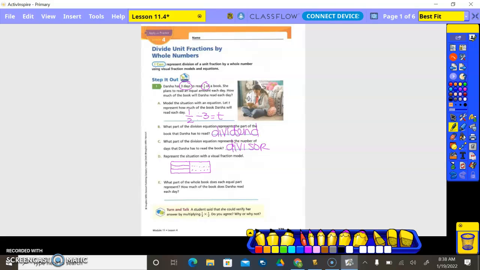Okay. So what part of the whole book does each equal part represent? So how many parts do we have total? We have 6, right? And she's only going to use 1 of them, right? Okay. So let's go ahead and work out our problem. So 1/2 divided by 3. So then we can see if it equals what we got with our picture, right? So 1/2 times, and then I do the reciprocal. What's the reciprocal of 3? 1/3 equals 1/6. So she will get to read 1/6 of the book.